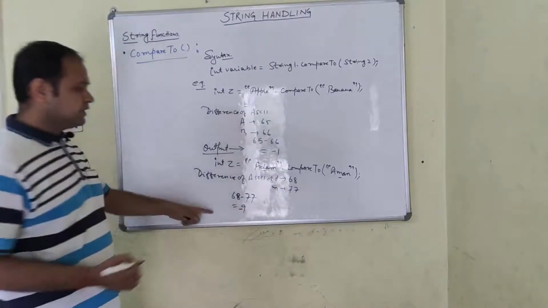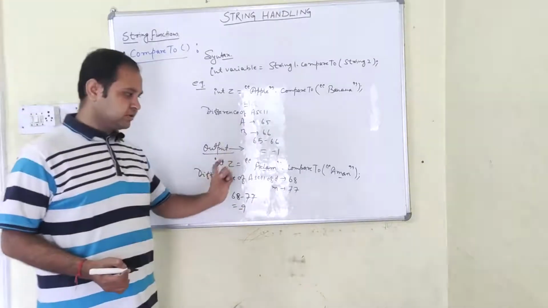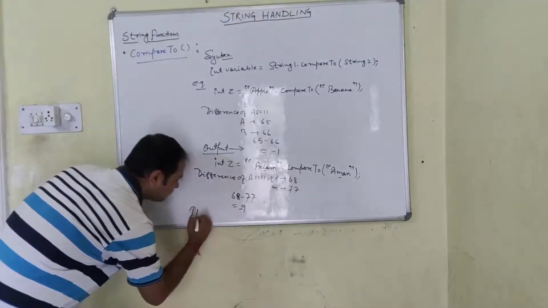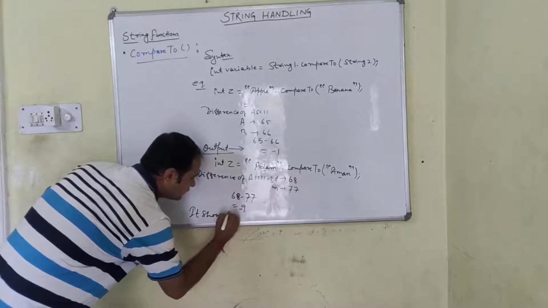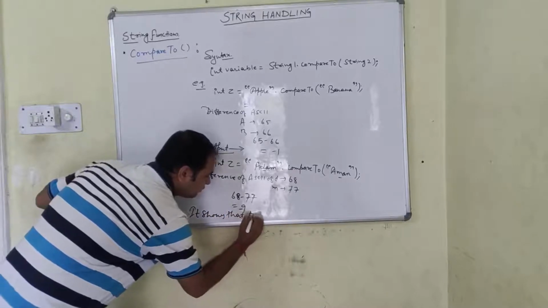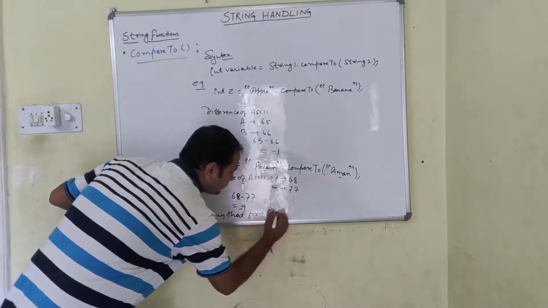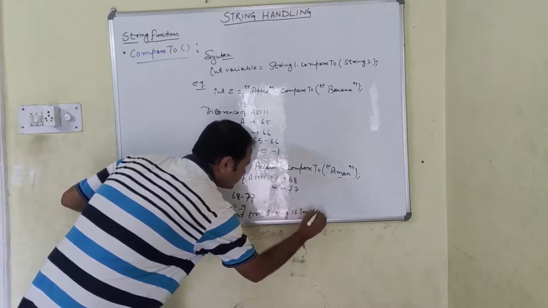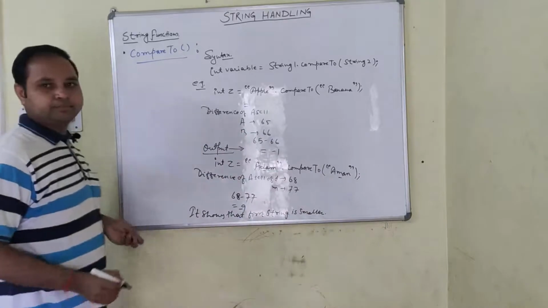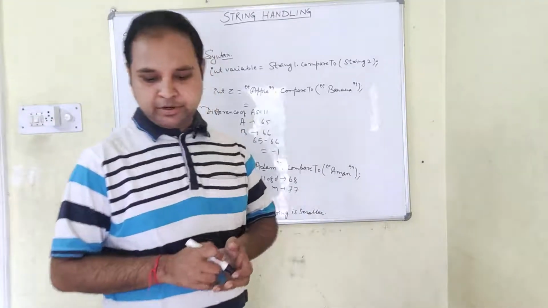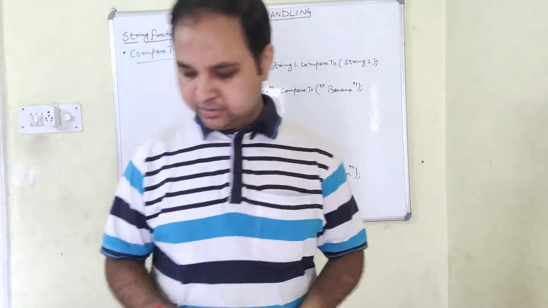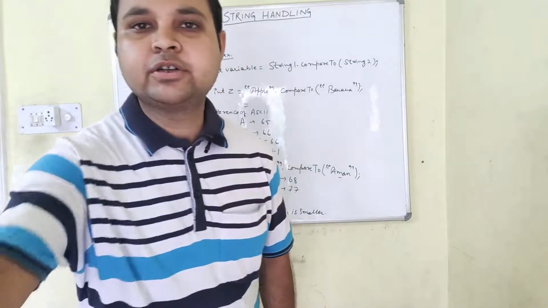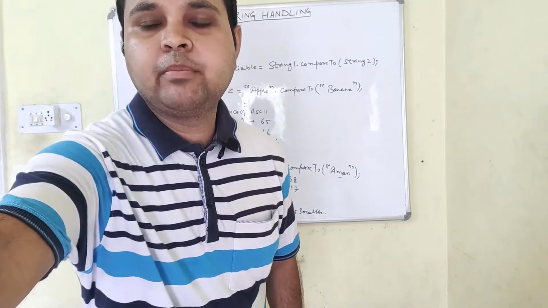The minus sign shows that the first string is smaller than the second string. So this is the compareTo function. Next we move to another function, and that function is compareToIgnoreCase.